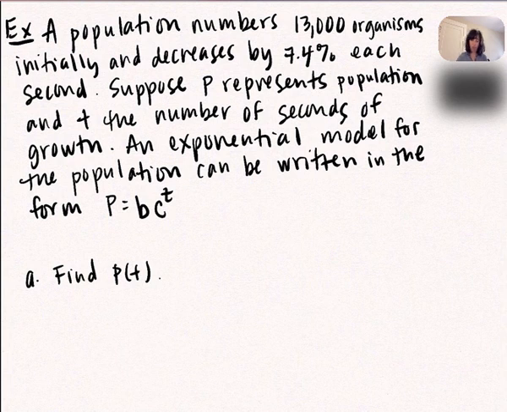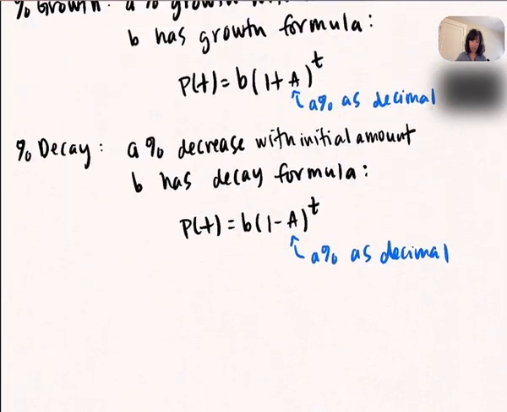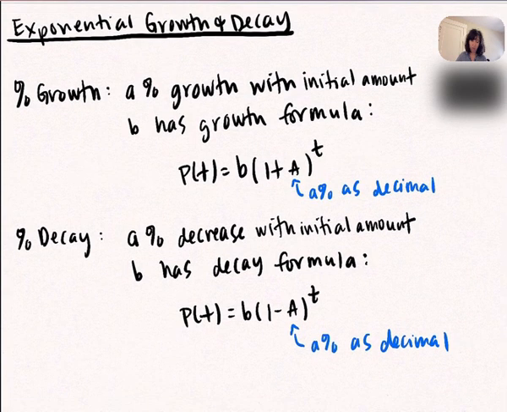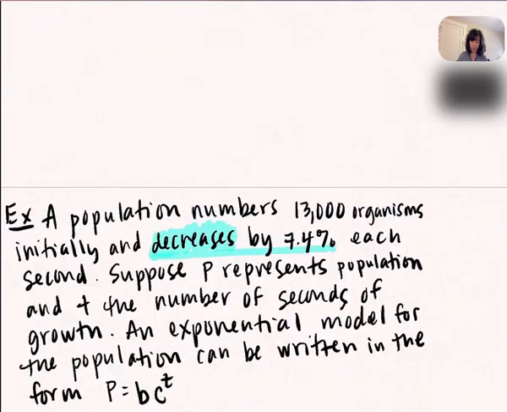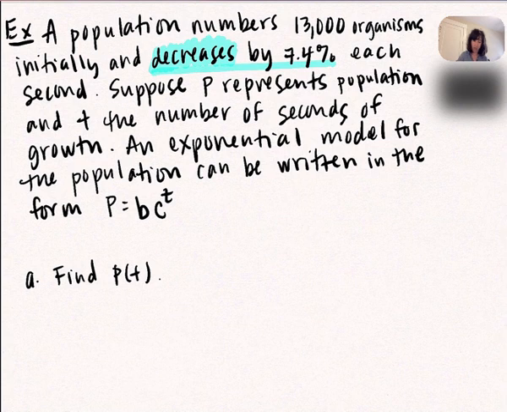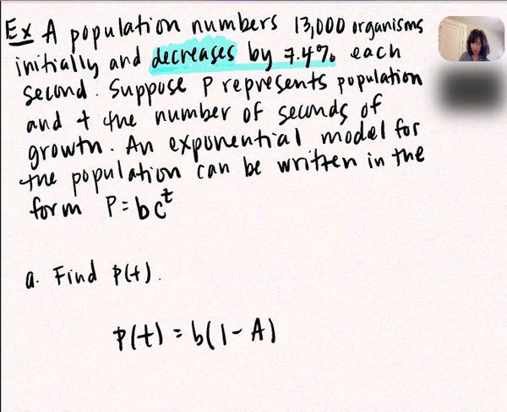So we are told that the population of bacteria is decreasing by 7.4%. Since we're told that it's decreasing, we're going to use the second equation here, the one we use when the population is decreasing. So I'm going to copy that down. Our p of t should have the form b times (1 minus a) to the t.